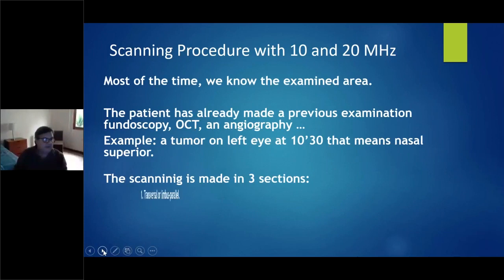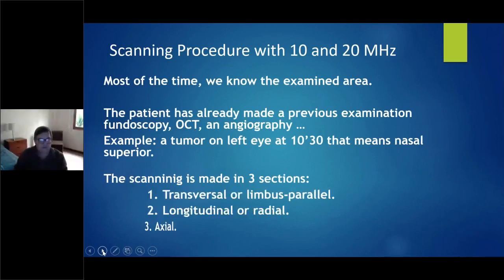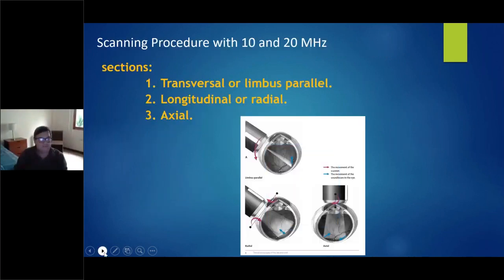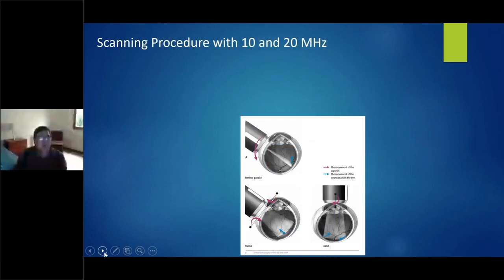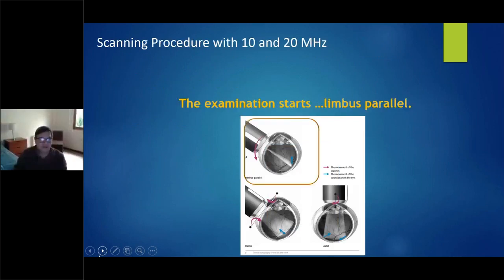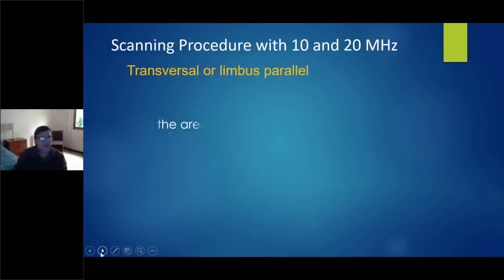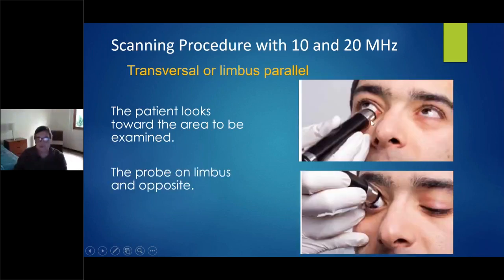The scan is 3 sections: transversal or limbus-parallel, longitudinal or radial, or axial. Okay, let's see. Transversal in this case, longitudinal or axial. The examination always starts limbus-parallel, that means transversal. Transversal or limbus-parallel is the patient looks toward the area to be examined, and the probe is opposite. And always the mark should be facing up or nasal, always.